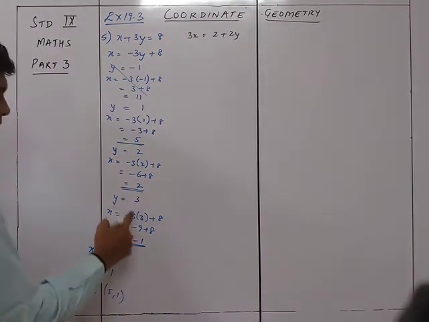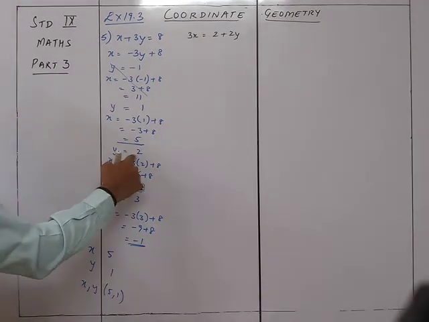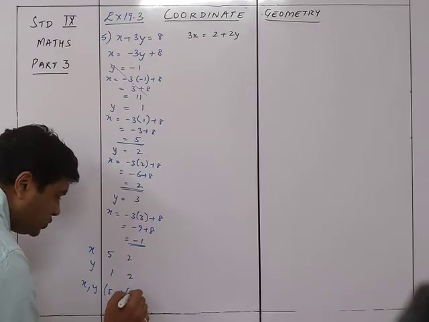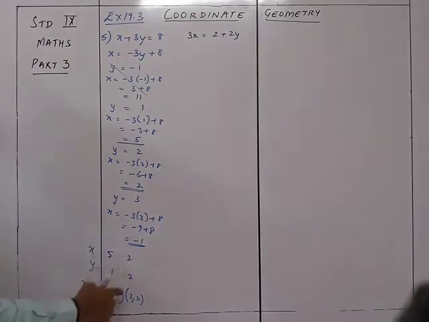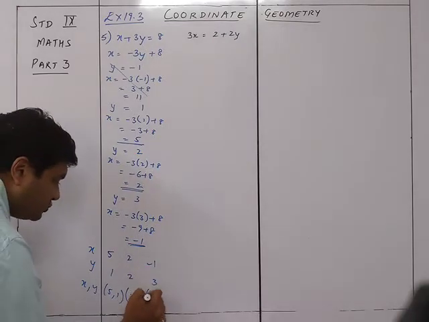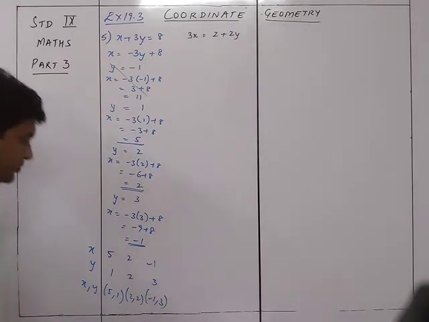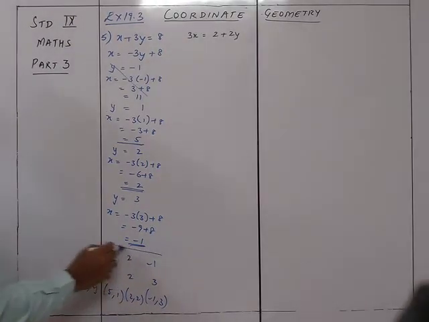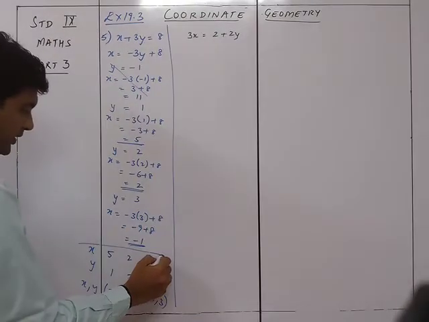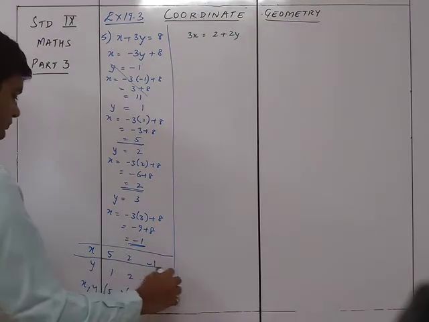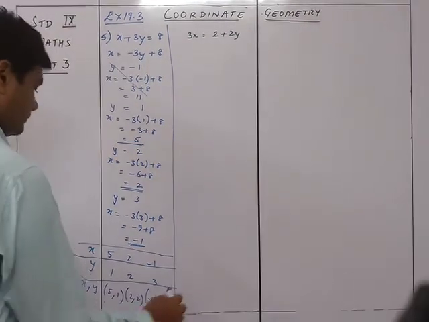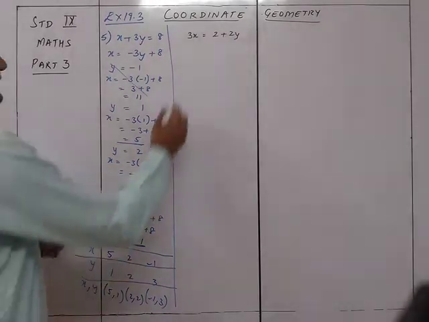The next one will be over here. When y is 2, x is also 2, so that is 2 comma 2. And the last one is when y is 3, the x was minus 1, so it is minus 1 comma 3. So this is the table for the first equation. We take the next equation over here.